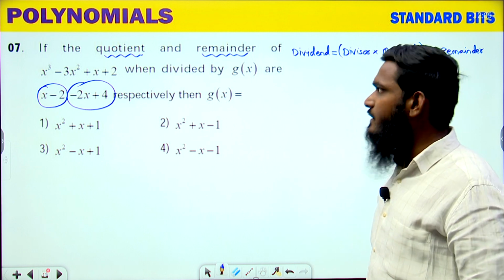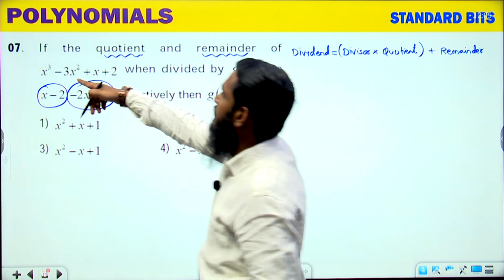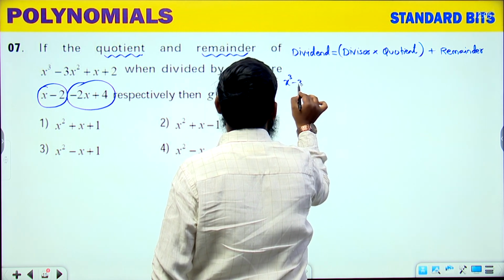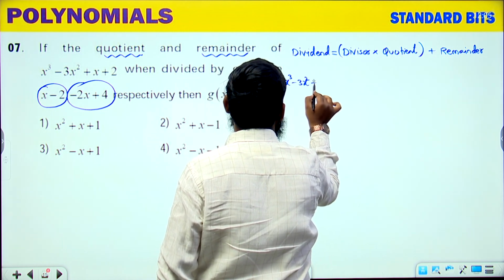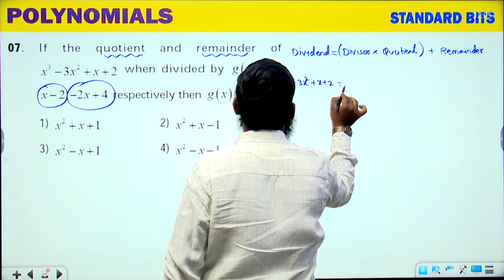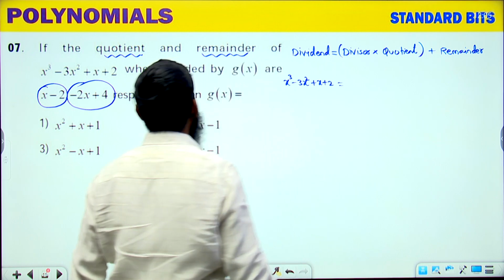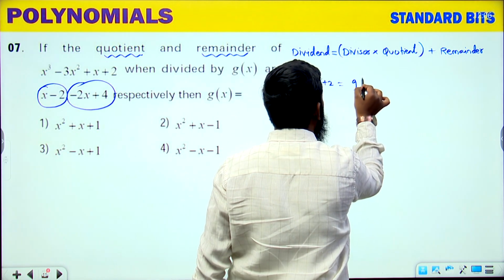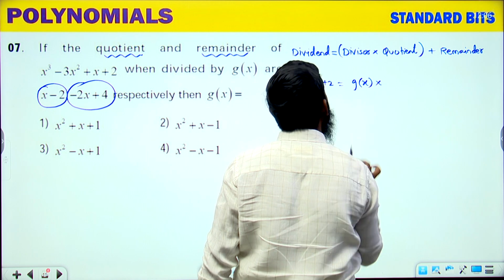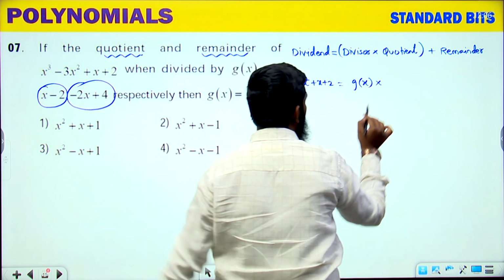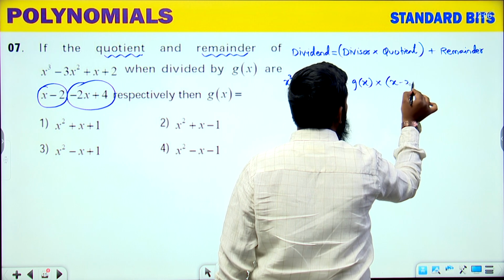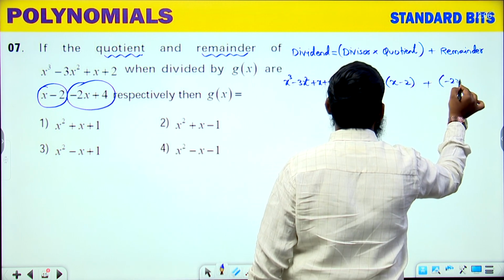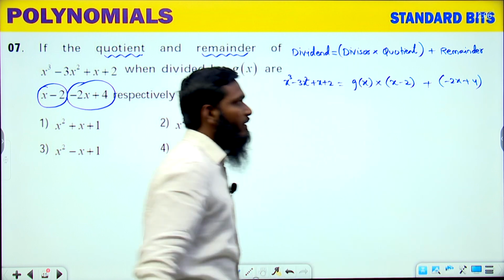Okay, this is the formula we have written already. Now what is the dividend we are having over there? That is the dividend, let us write this part: x cube minus 3x square plus x plus 2, equals divisor, g of x. We don't know that value, we have to find it. So we are writing g of x into quotient, which is x minus 2, plus remainder, minus 2x plus 4. Okay, this part we have taken.